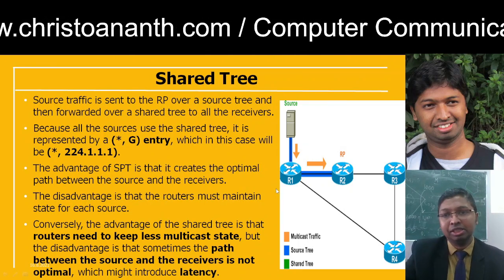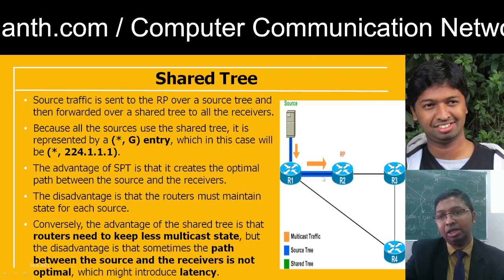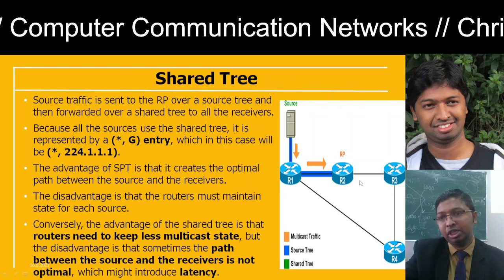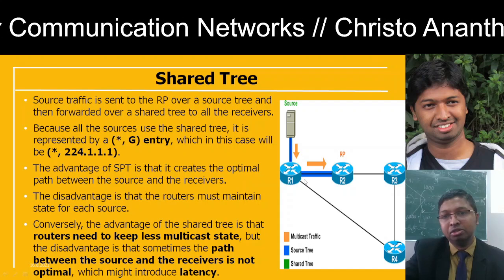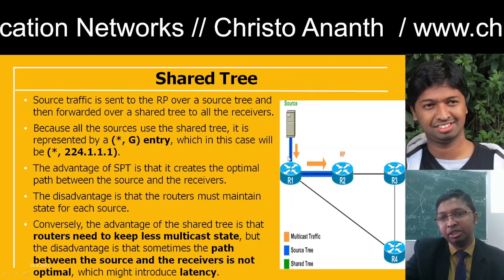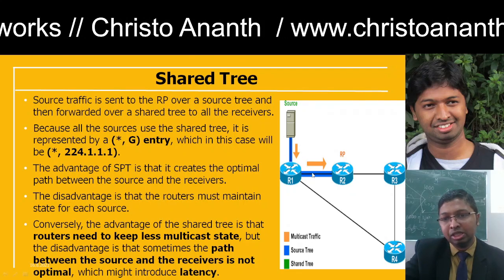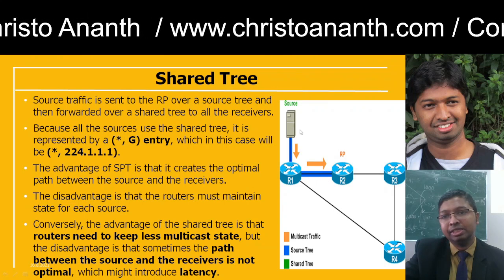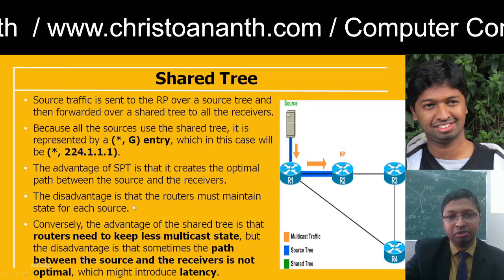So this is the case of the shared tree, like R1, R2 across the rendezvous point. It is being shared through R3. So this is the multicast traffic that is being transferred. This is the source tree, and this is the shared tree that is being carried over.